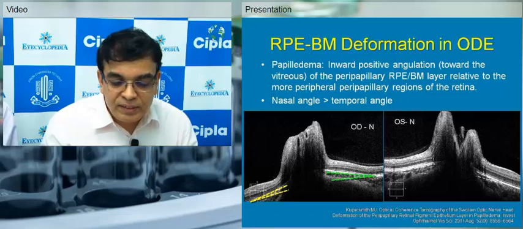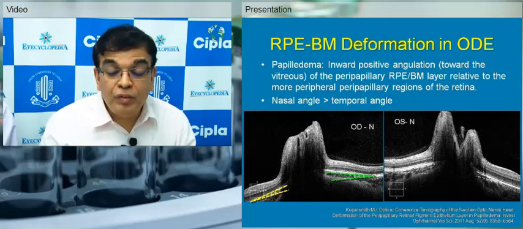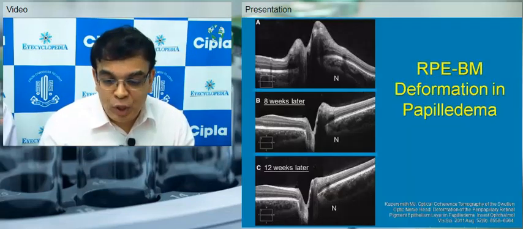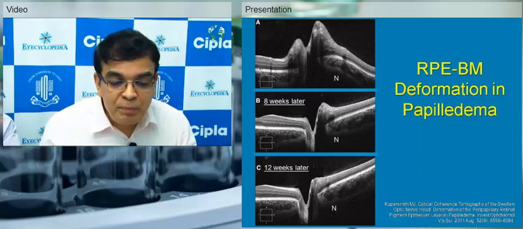So you have this kind of V-shaped pattern appearing on your drawings, and this is very typical of raised intracranial pressure. In fact, I can show you on the next slides here. In this picture, you can see the elevation here. It's upward tilted here, similarly here.